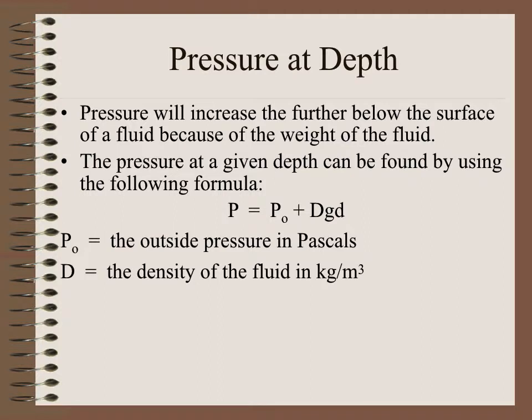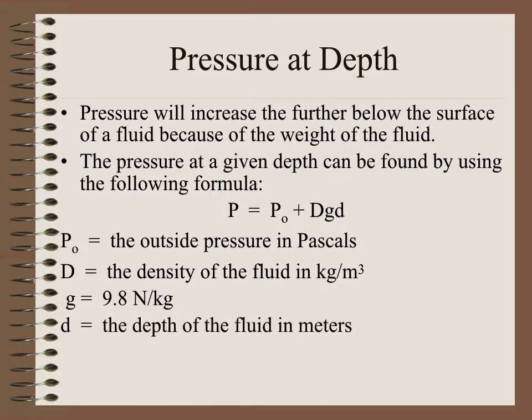Capital D is something that we've seen already. This is the density of the fluid. Now, since the density is going to be used with a lot of other things, we have to be in our fundamental or basic units. So the density is going to have to be in kilograms per cubic meter. G is something that you have seen already as well. G is 9.8 newtons per kilogram, or gravity. Lastly, we have D, which is the distance below the surface of the fluid, or the depth of the fluid, that has to be in meters, our basic unit.